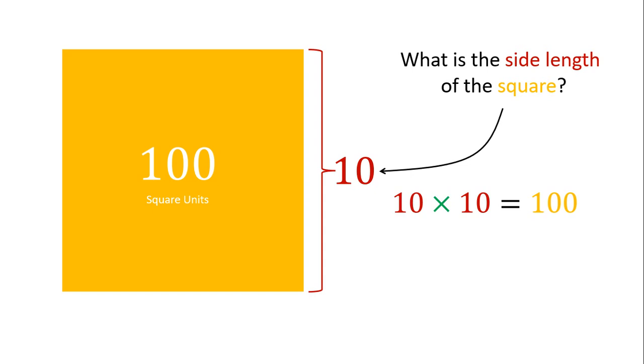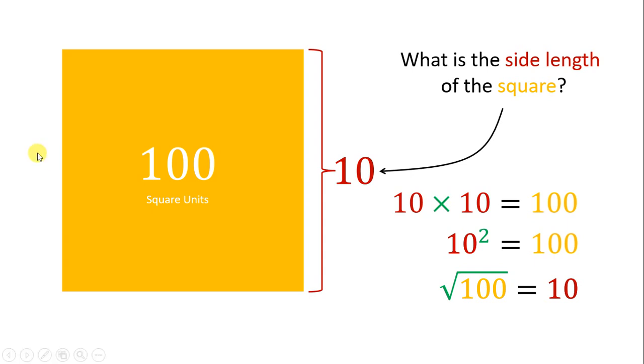We can also say that 10 squared equals 100. Since 10 squared equals 100, it means the square root of 100 is 10. The root of the square is a number. When we imagine this, if we have a square and the area of this square is something, the side length will be the root of this number.